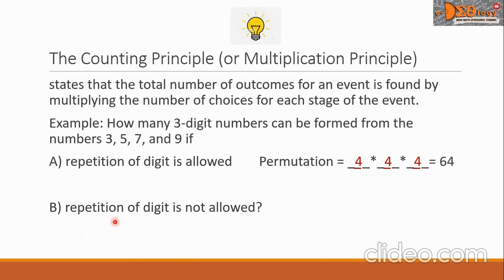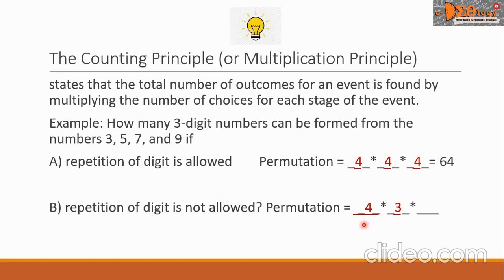Now for letter B. This time, repetition of digit is not allowed. So again, we have 3 blanks here that represent each stage. And we're going to put the choices for each stage. For the first blank, there will be 4 choices because there are 4 digits here. Now, suppose one number is already chosen here. The next blank, there will be 3 choices only.